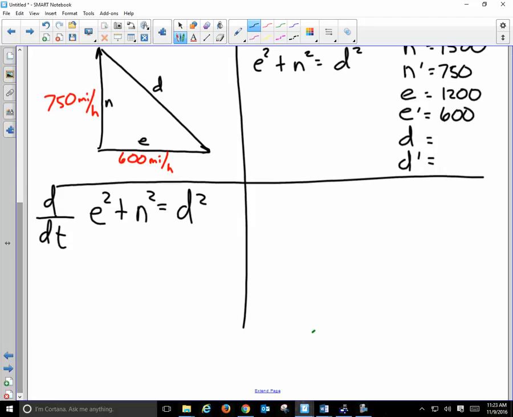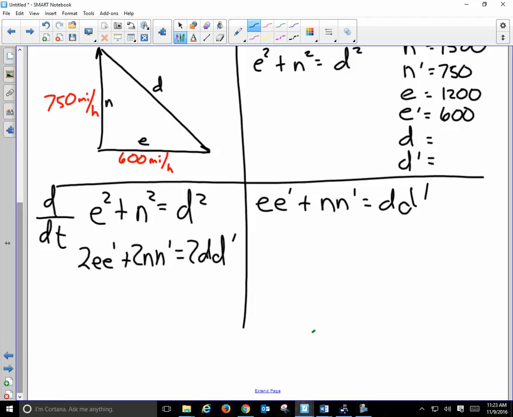What is the derivative of E squared? 2E prime plus 2N prime equals 2D prime. I could take the 2's off, couldn't I? Just divide through by 2. So now we have E times E prime plus N times N prime is equal to D times D prime. Nice thing is I know what E is. It's 1,200 times 600 plus N is 1,500 times 750 equals D times D prime.